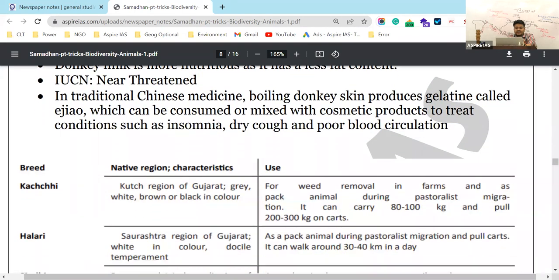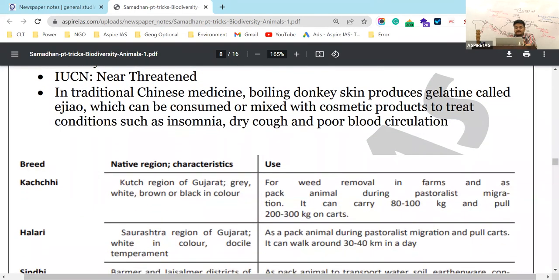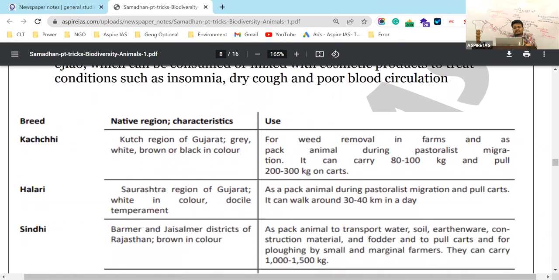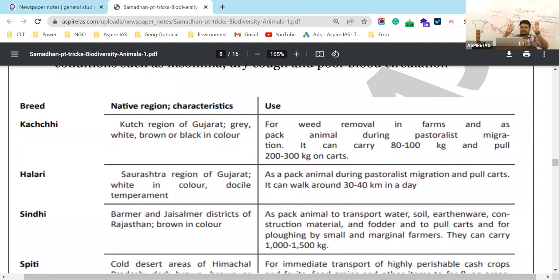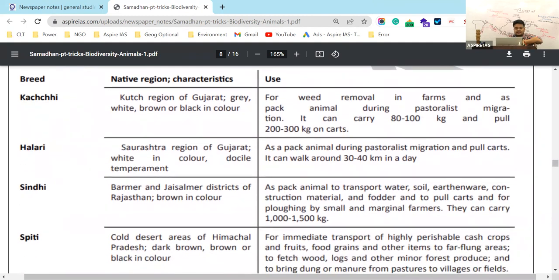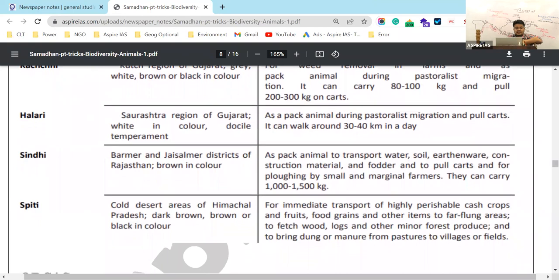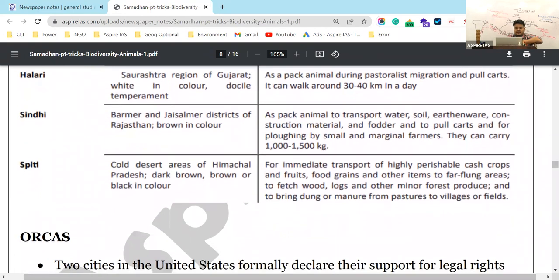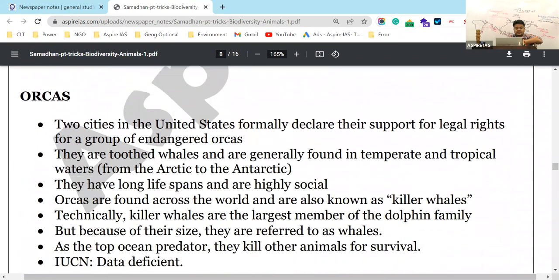In traditional Chinese medicine, boiling donkey skin produces gelatin called ejiao, which can be consumed or mixed with cosmetic products to treat conditions such as insomnia, dry cough and poor blood circulation. So ye China wale to har janwar ko khate hain for different types of purpose. Then there are different breeds of donkeys, which are very important. Kachchi, Gujarat. Halari, Gujarat. Sindhi, Jaisalmer. Spiti, it is in Himachal Pradesh.